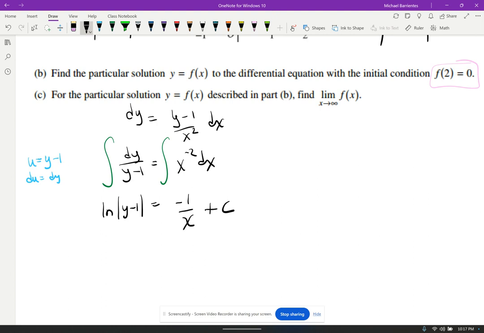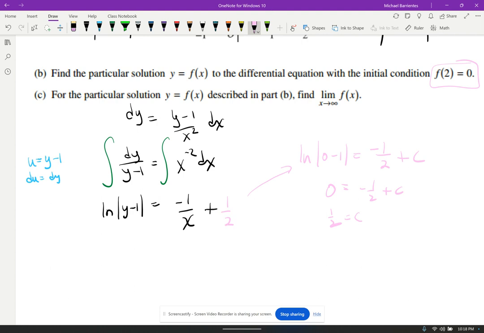I'm ready to use my initial condition to figure things out here. So I'm going to use this to figure out my c. So I'm going to do the natural log of my y minus 1 equals negative 1 over my x plus c. This becomes positive 1 after the absolute values are applied, and I have the natural log of positive 1, which is 0, and that tells me that c has to be 1/2. Great, so I can replace this with 1/2.